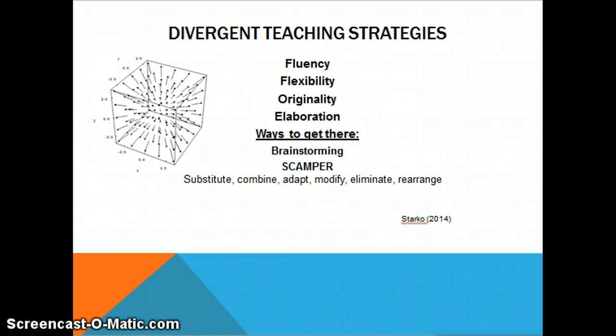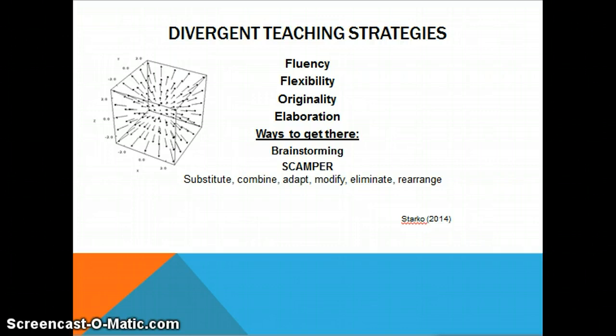Next topic I have within divergent teaching strategies is how you can get there. So the classic approach to having creative thoughts emerge is brainstorming. And this is brainstorming without any criticisms or judgment. This is brainstorming where everyone inputs and all ideas are considered good and they're put down on a paper. And the second teaching strategy I wanted to introduce you to is this concept called SCAMPER. And what SCAMPER stands for is substitute, combine, adapt, modify, eliminate, and rearrange.